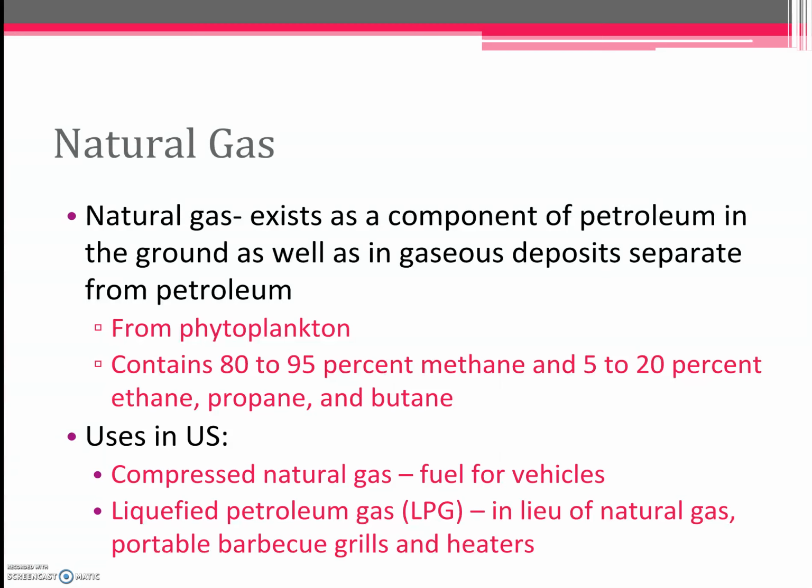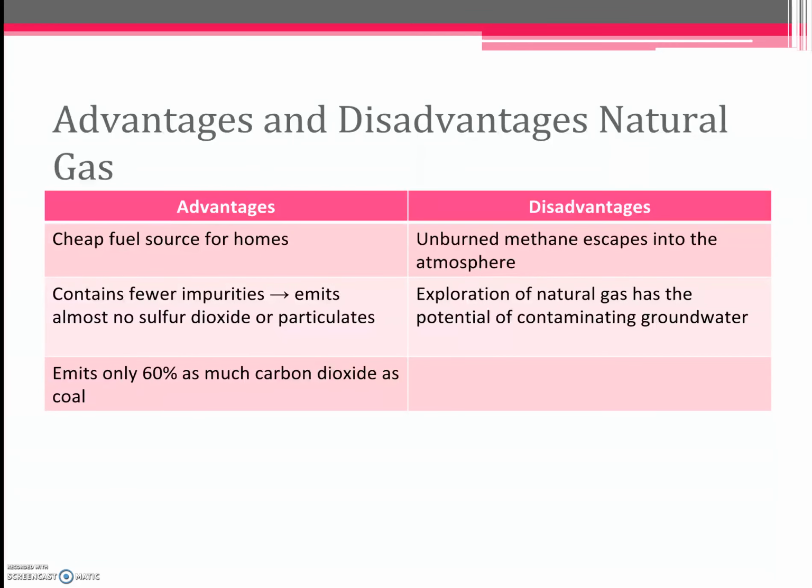It must be transported by pipeline. And then if we look at something called LPG, which is liquefied petroleum gas, it's slightly less energy dense, but can be transported via truck and stored in tanks. And it provides 24% of the U.S. energy. So this is the kind of stuff that's in your barbecue grills or things that are in heaters. Some of the advantages and disadvantages of natural gas.